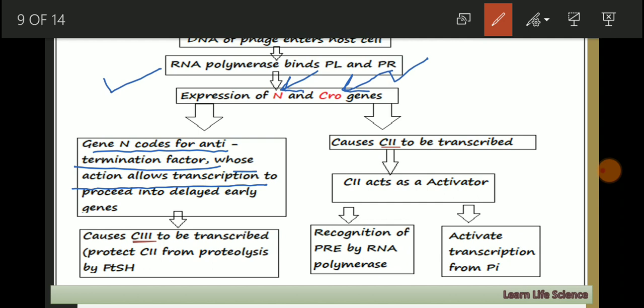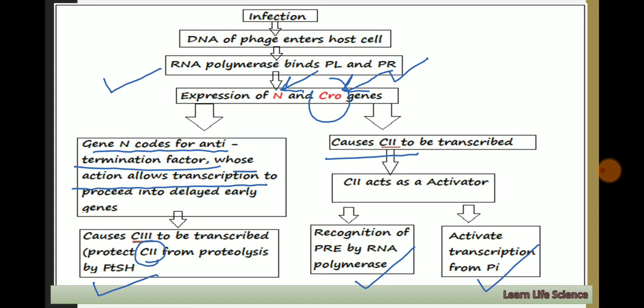and as I have told you, C3 is going to encode for a protein that is going to stabilize C2 or protect C2 from action of FTSH. And in the side by pathway you can see CRO gene causes further transcription of C2, and now C2 will act as an activator for C1 repressor by giving PRE promoter its ability to get recognized by RNA polymerase as well as the activation of transcription from PI. Okay, so let's understand this pathway diagrammatically.